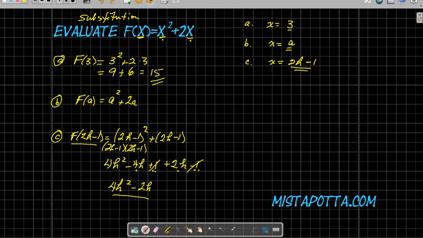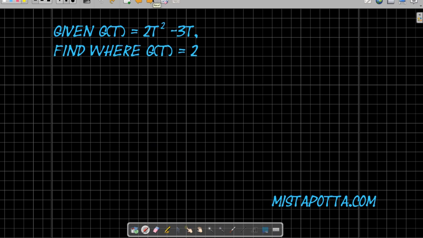Another type of problem that we can see involving functions says that given g of t equals 2t squared minus 3t, find where g of t equals 2. And in this case, we are going to have to solve. So we're going to have 2t squared minus 3t equals 2. And I'm going to have to solve this algebraic equation. So I've got 2t squared minus 3t minus 2 equals 0. In general, when we're solving quadratic equations, it's often best to actually get it equal to 0.